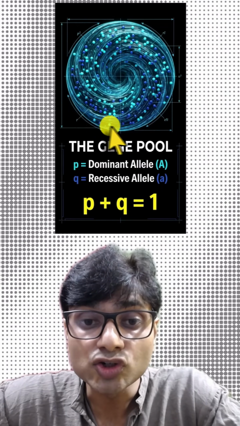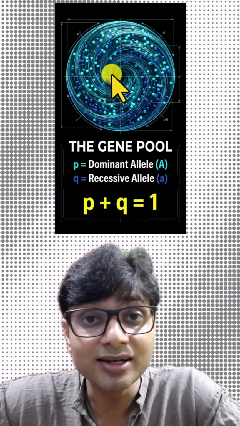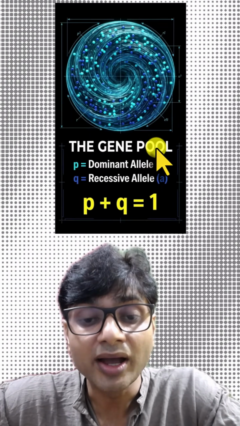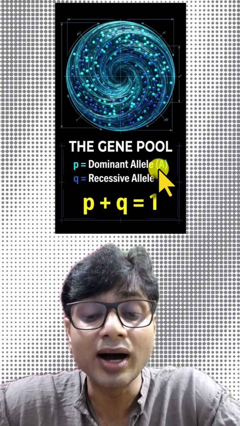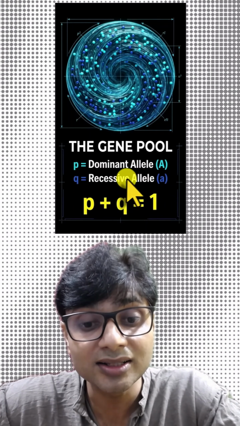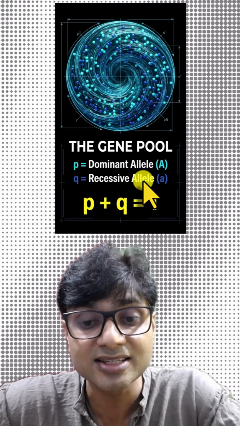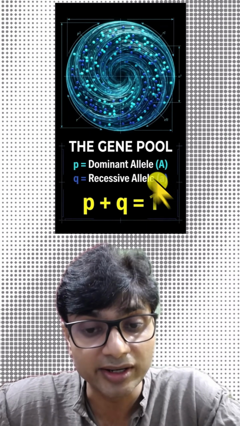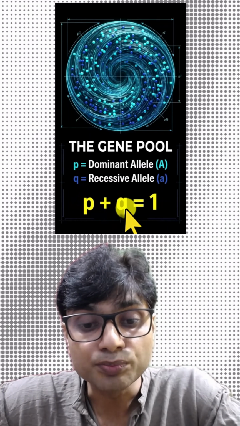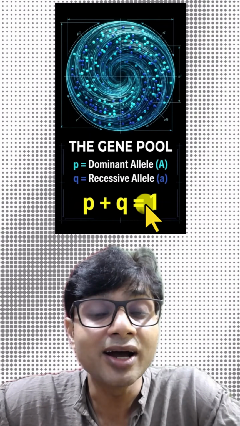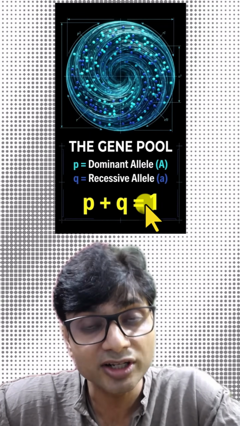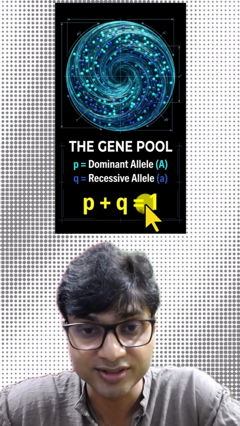The total collection of all the genes and alleles, alleles being different forms of a gene, is known as the gene pool. In a population, there are two types of alleles. One is the dominant allele that expresses and produces a functional protein, and the other that does not express is known as the recessive allele, denoted by capital A and small a, and their frequencies are denoted by p and q. The total proportion of p plus q in a population remains 100%, and in terms of probability, 100% is considered as 1. So the range of probability is always 0 to 1.